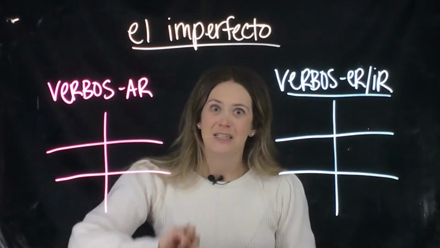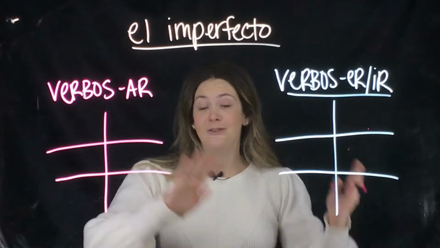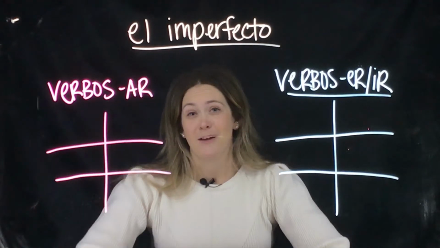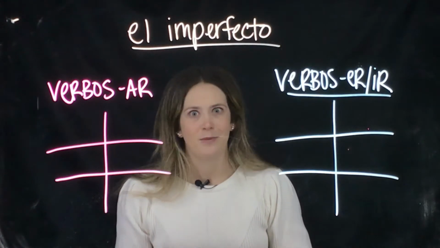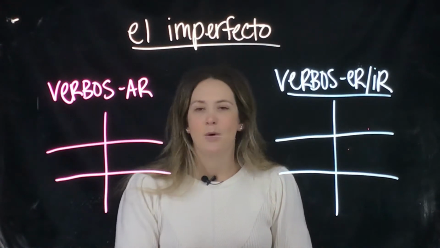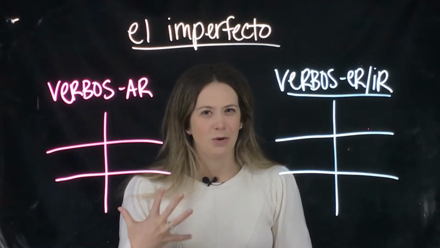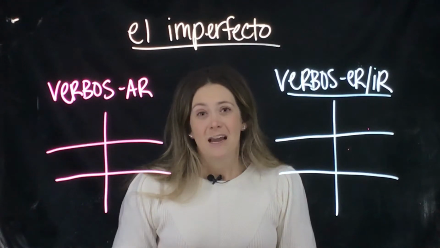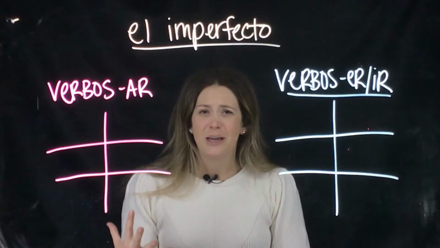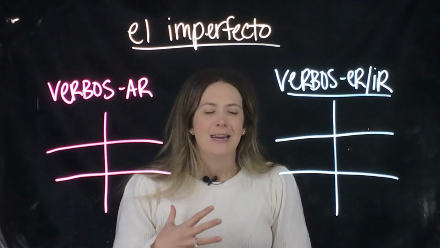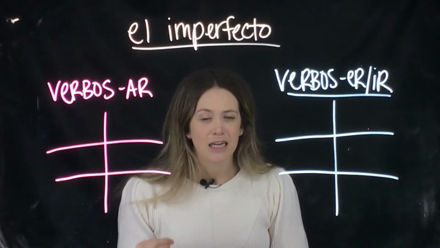Hay dos tiempos verbales para el pasado en español. Hay el pretérito y también el imperfecto. Now, when to use each is a very complicated topic. It is what we are going to spend all of our last unit of the year really digging into and figuring out. But for now, vamos a enfocarnos en el imperfecto. Lo que ustedes deben saber es que usamos el imperfecto para descripciones en el pasado.